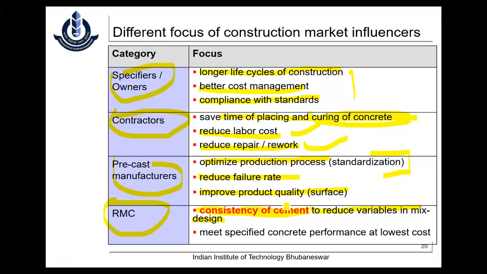No, that is very important. Everyone has to look into that. So the concrete must meet the specified performance at the lowest cost, definitely. Ultimately, I should have the right concrete performance at the lowest possible cost.